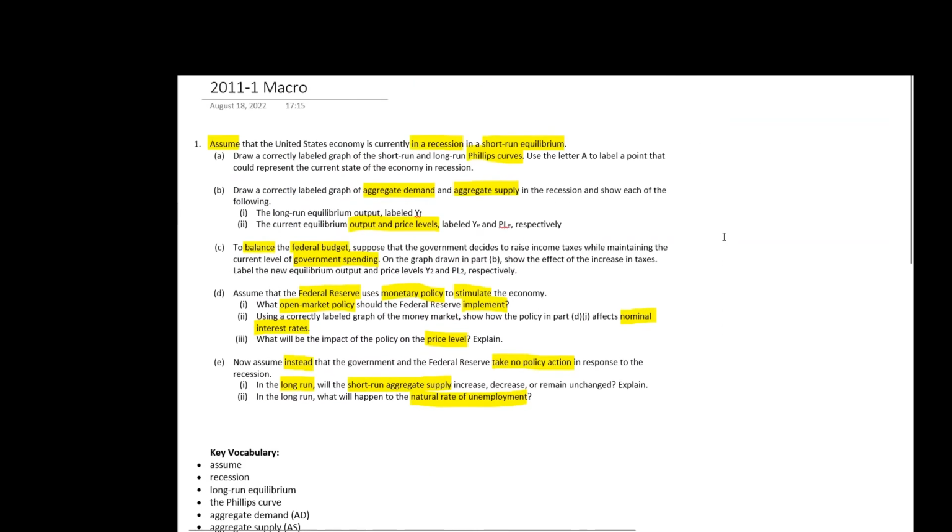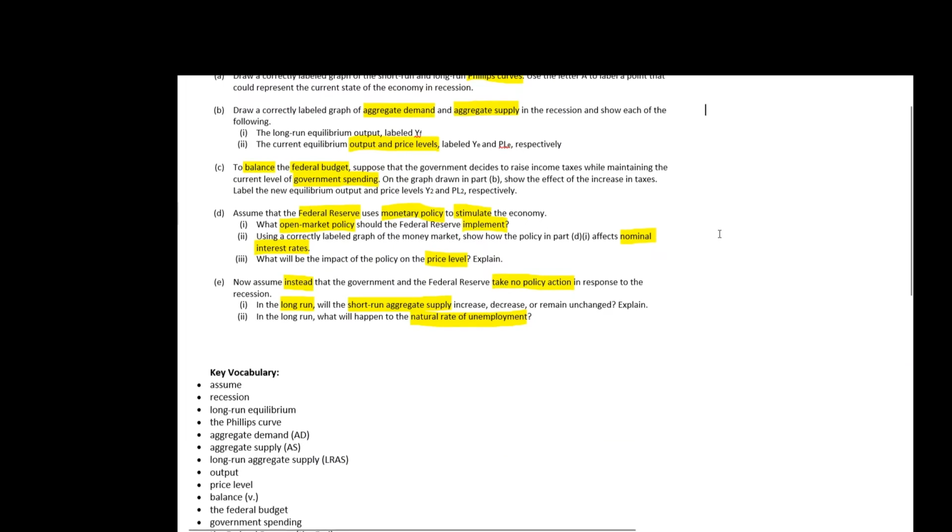Recession, we should know that this is a period of economic contraction, usually defined as 2 consecutive quarters, 2 times 3 months or 6 months. If you're watching this in 2022, you'll know that recently there has been some debate about whether or not the U.S. economy is actually in recession.